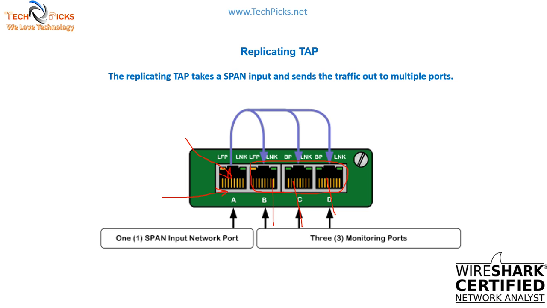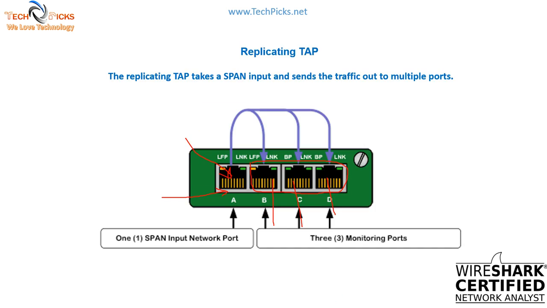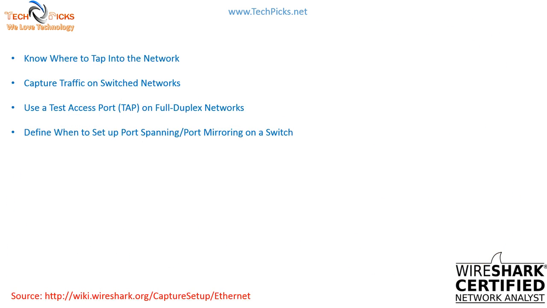There are other types of taps I don't want to discuss, but those are the important ones. Aggregation taps are used more commonly, and replicating taps are used commonly too. So I hope you learned something from these videos and the way that I put them together. I try to make them as easy as possible, especially since capturing traffic on switch networks is kind of complicated.